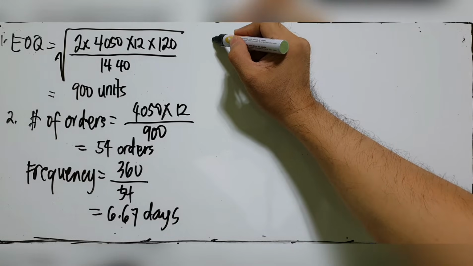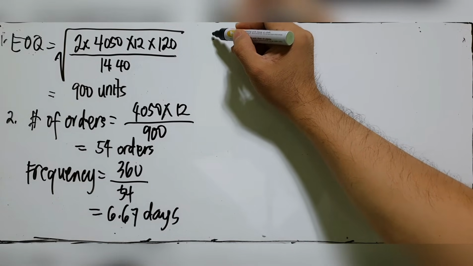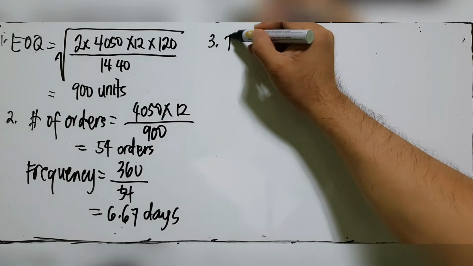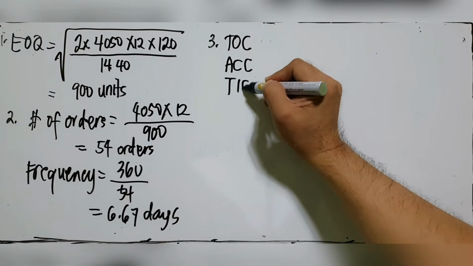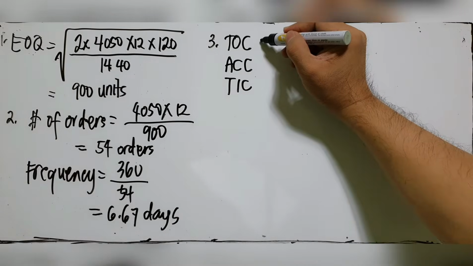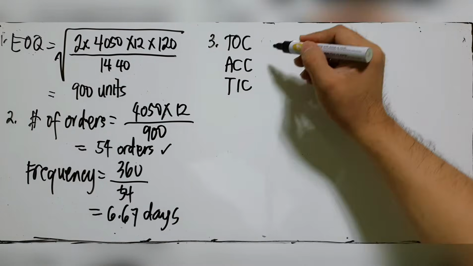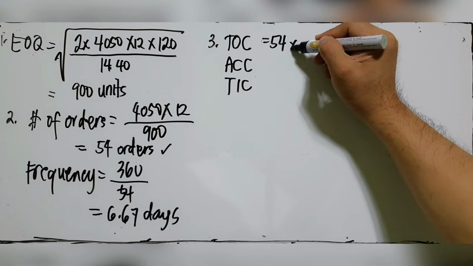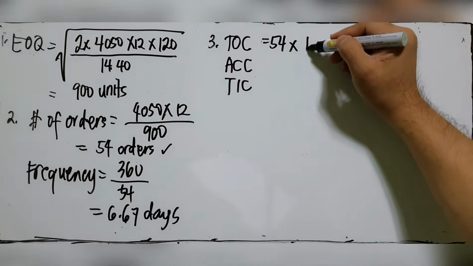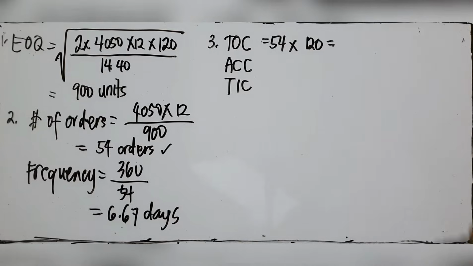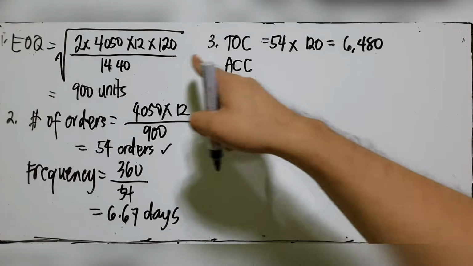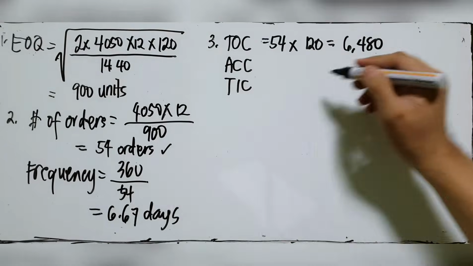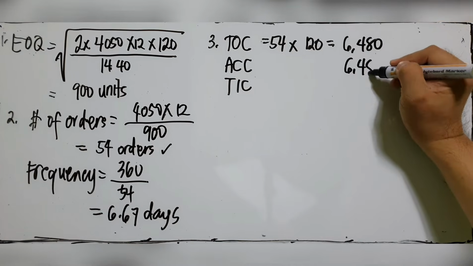For the next question, for number 3, we're asked for the total inventory cost. So that would be total ordering cost and your annual carrying cost to get your total inventory cost. Total ordering cost, ilang orders ang meron? 54 times the ordering cost na 120 per order. So magkano po ito? That is 6,480.